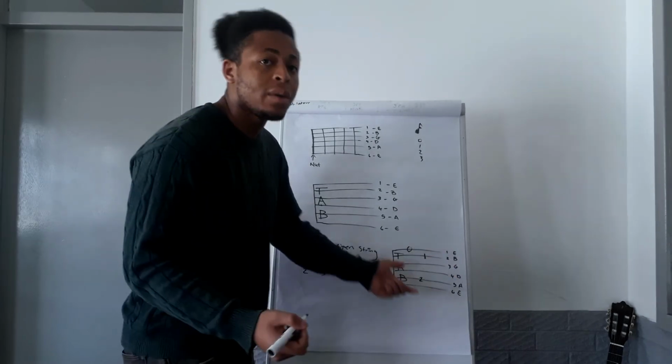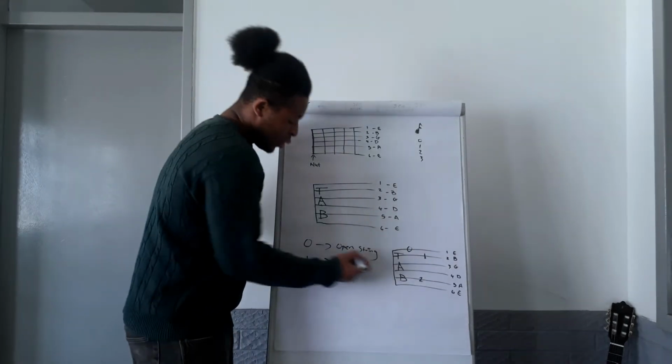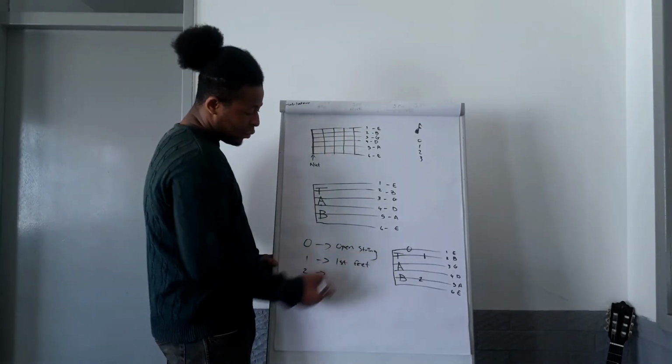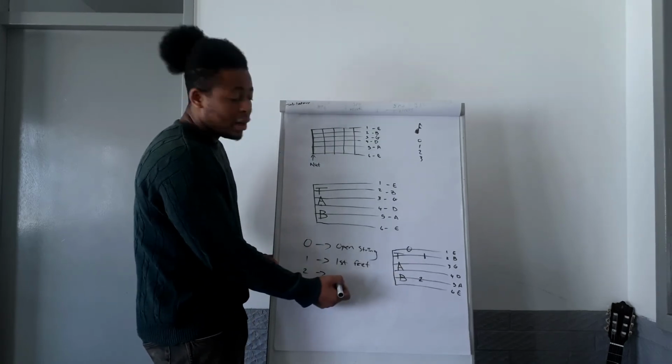I don't know if you guys understand what I'm saying, so I'm going to repeat myself again. This 0 means open string. When you see 1, it means first fret. 2 means second fret, right?